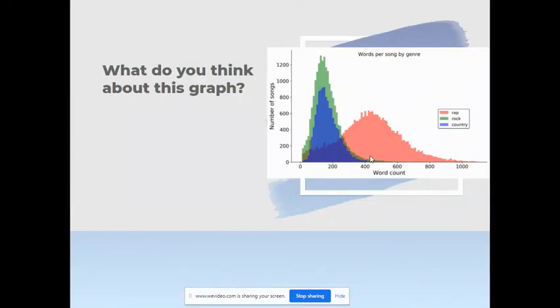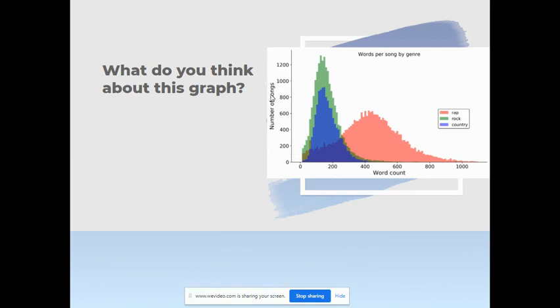What do you think of this one? So, when you first look at a graph, what do I want you to do? Read the title. Words per song by genre. If you don't know what genre is, that's just a type of music. And they're looking at three genres of music: rap, rock, and country. And I can see those in the key right here. Rap is the salmon color, rock is the green, and country is the blue.